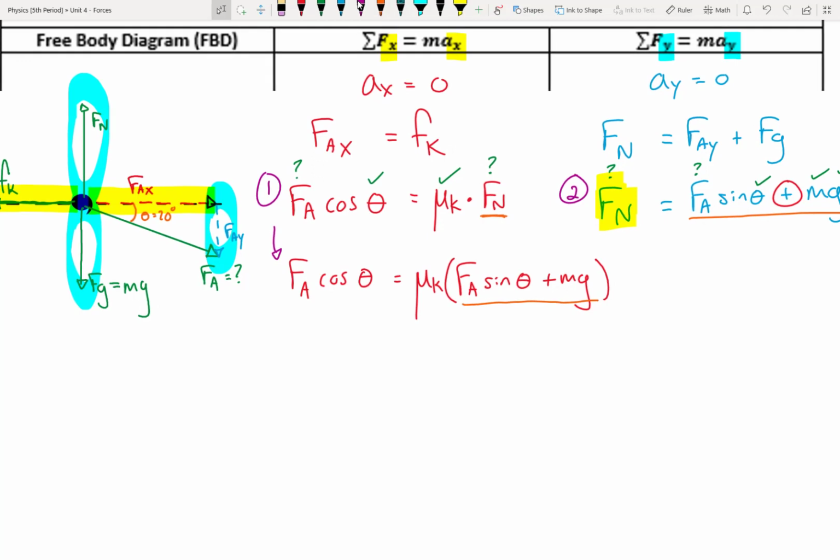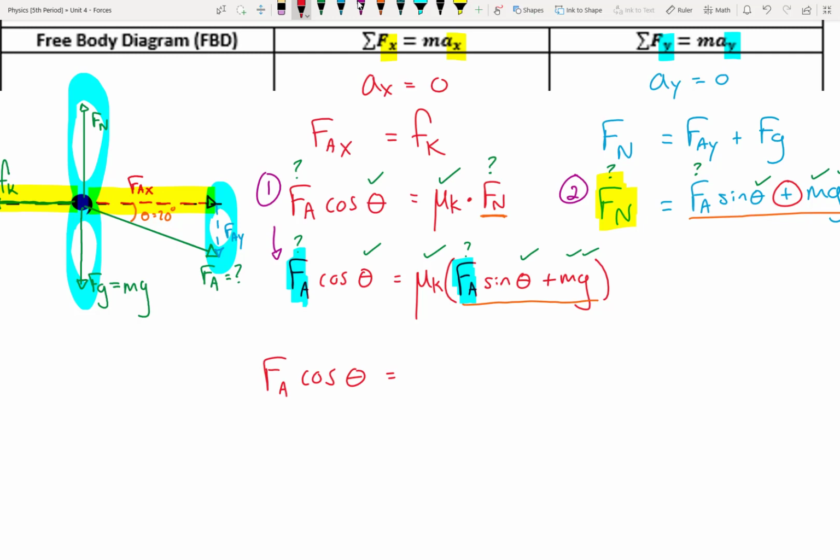All right, at this point, when we look at what's unknown, we don't know Fa, we do know theta, we do know mu k, we don't know Fa, but that's the same variable, right? These are the same. I can get those together, hopefully, with some algebra. We know theta, we know m, we know g. So now we got one equation and one unknown. We just need to get that by itself.